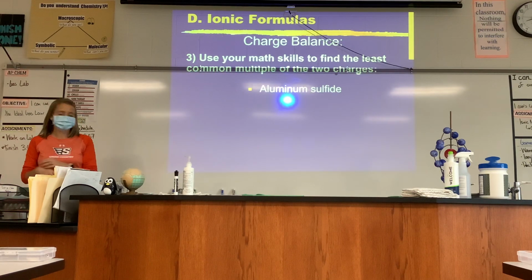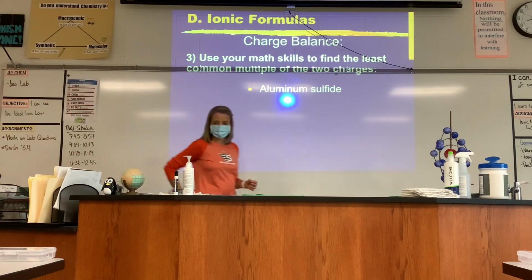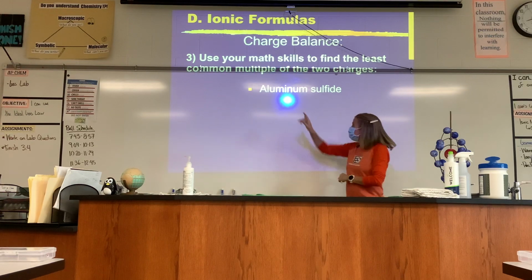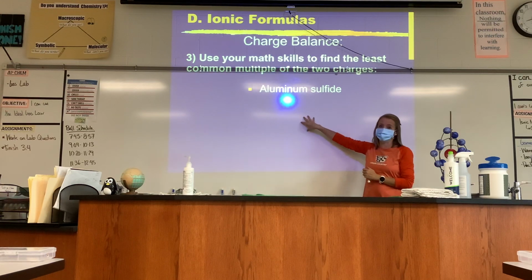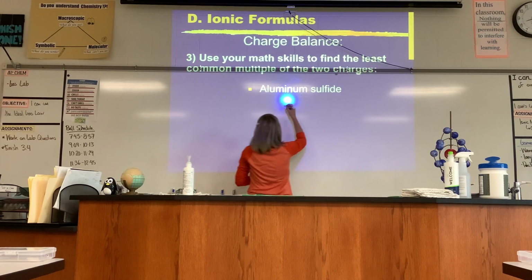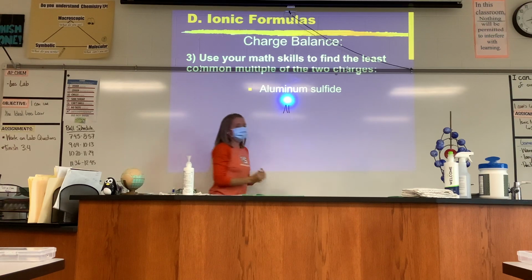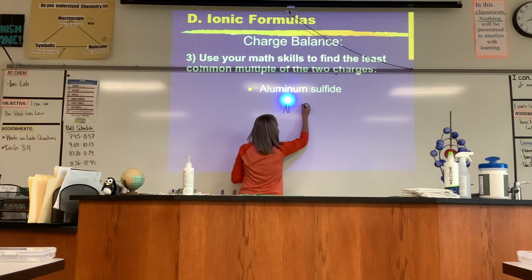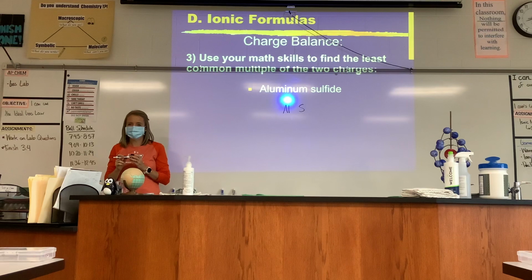Okay, so let's do an example here. First step is, this is the name, we're translating it into a formula. First step is to find the symbol that it's referring to. So aluminum's symbol is Al. Sulfide is referring to just sulfur, so S. Now I'm going to show you two ways you can balance out the math. Pick whichever makes the most sense to you and use that method, okay?